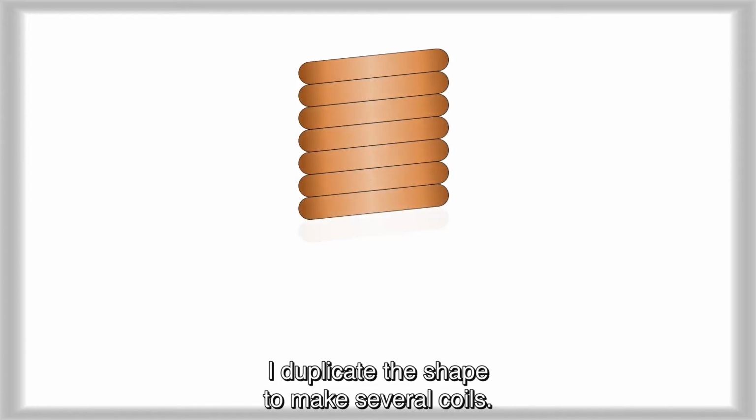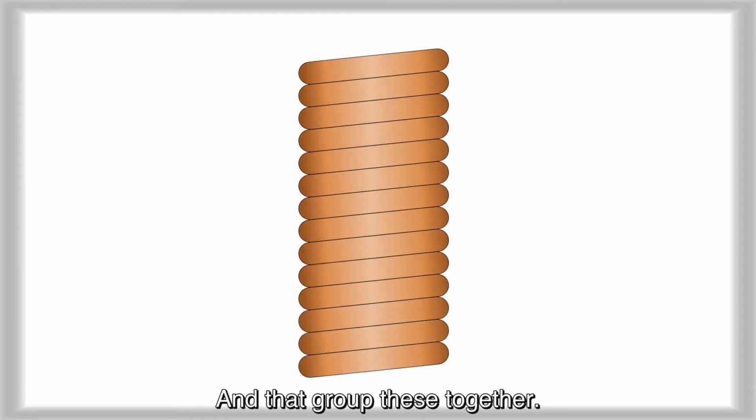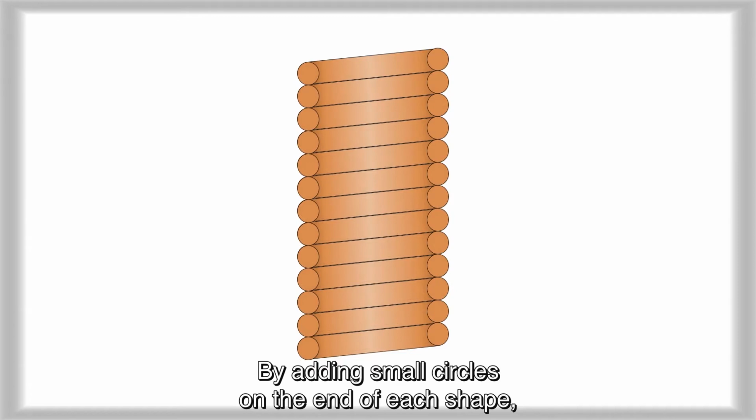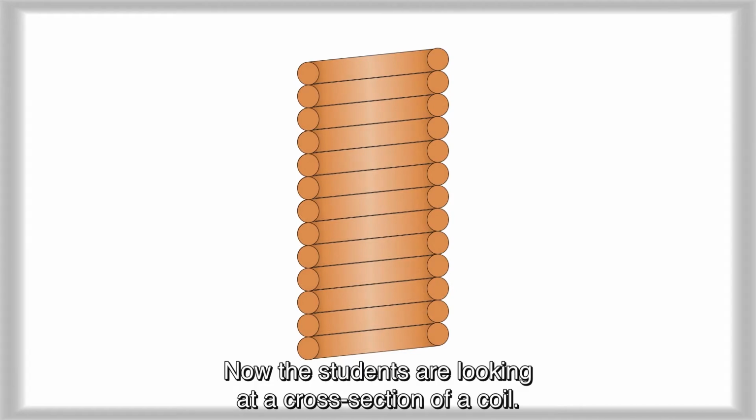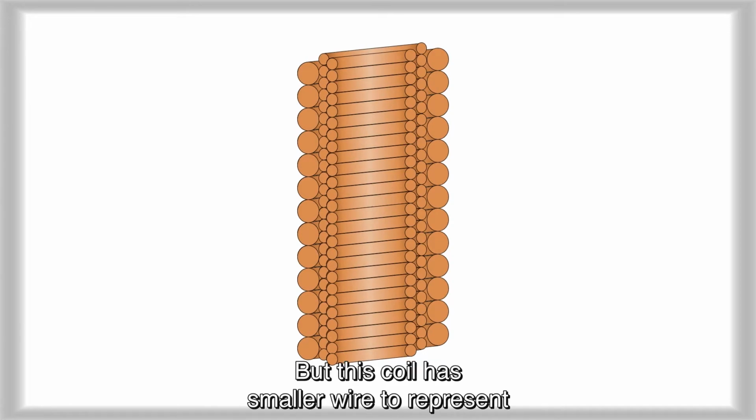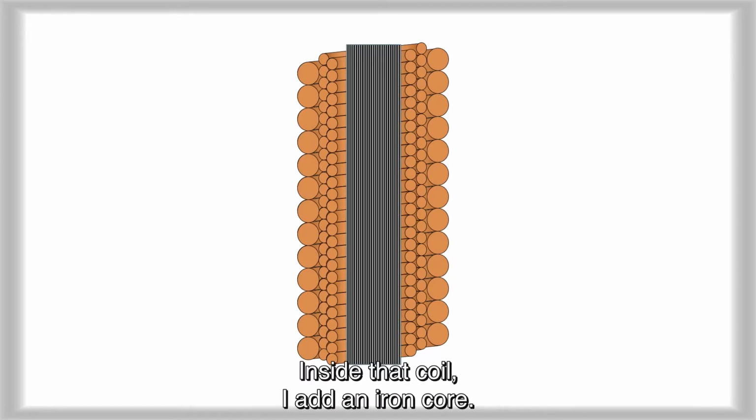I duplicate the shape to make several coils, and I group these together. By adding small circles on the end of each shape, I create the appearance of a cross section. Now the students are looking at a cross section of a coil. Inside the coil, I add another coil using the same process, but this coil has smaller wire to represent the secondary winding. Inside that coil, I add an iron core.